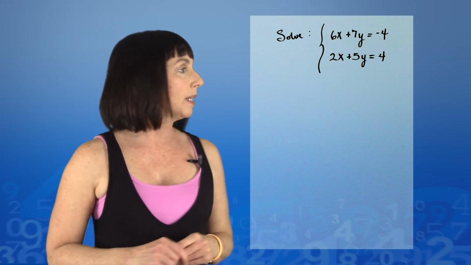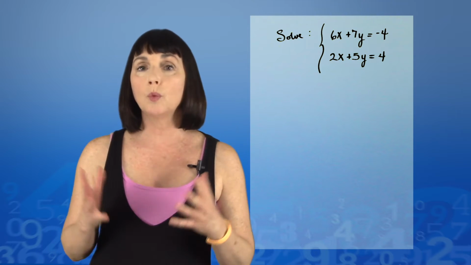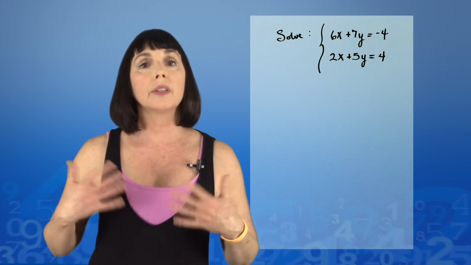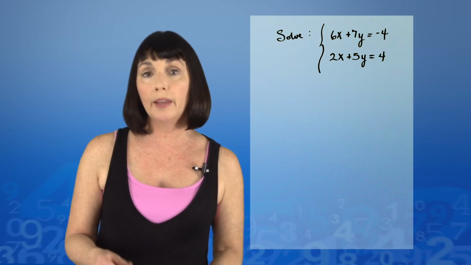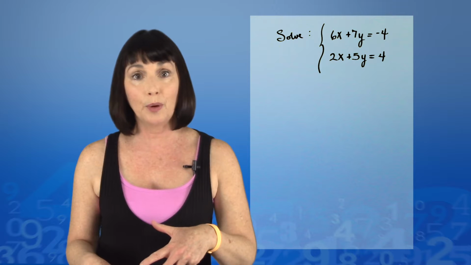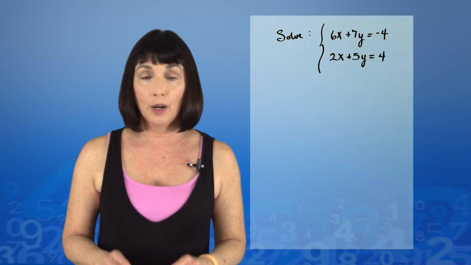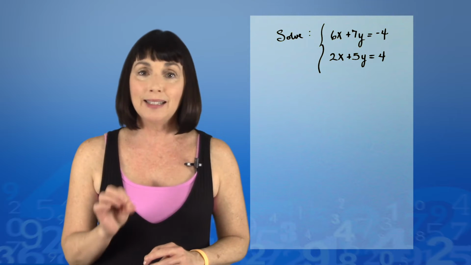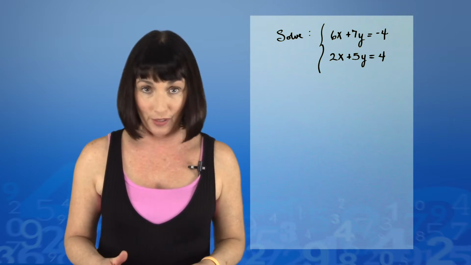We're going to solve the system 6x + 7y = -4 and 2x + 5y = 4. Now we're using the substitution method, so I'm going to solve one of these equations for y and then substitute that into my other equation. If you have any issues with the algebra I'm doing here, be sure to watch the Bytes series on solving basic algebraic equations. It covers all of this.